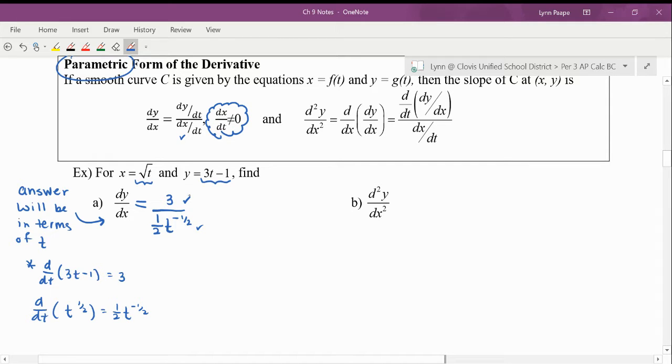So I have dy dt divided by dx dt. And then, of course, we should simplify that because we certainly don't want to leave that as a complex fraction. So I'm going to multiply the numerator and the denominator by 2.